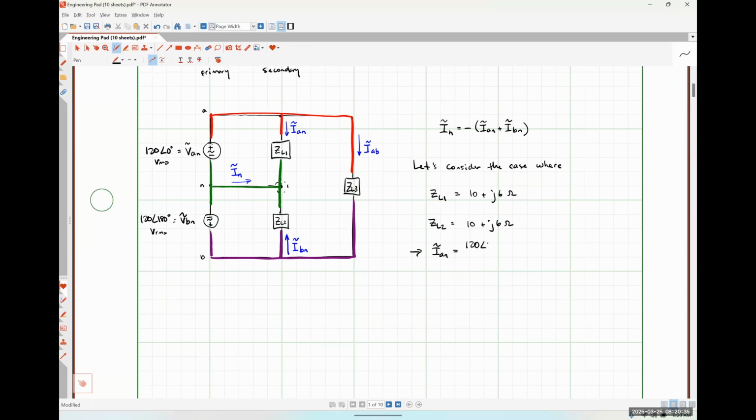So we would have 120 angle 0 degrees volts RMS divided by our impedance of 10 plus J6 ohms. And this would come out to be 120 over 10 plus 6I gives me a current of 10.2899. So let's call that 10.290 with an angle of negative 30.964 degrees amps RMS. Okay.